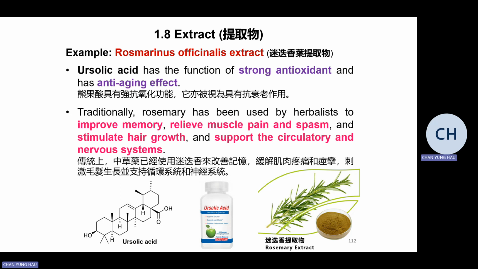The next is the rosemary extract. I think all of you know what rosemary is, right? The major chemical that it has is ursolic acid. Ursolic acid is a very strong antioxidant, and that's why it has an anti-aging effect, by suppressing the formation of ROS. Rosemary can be used to improve our memory, relieve muscle pain and spasm, stimulate hair growth, and support our circulatory and even nervous system.